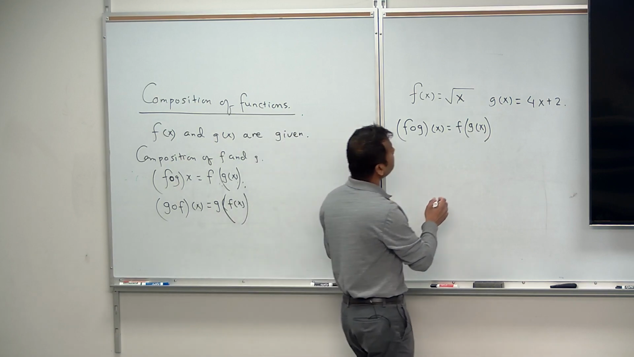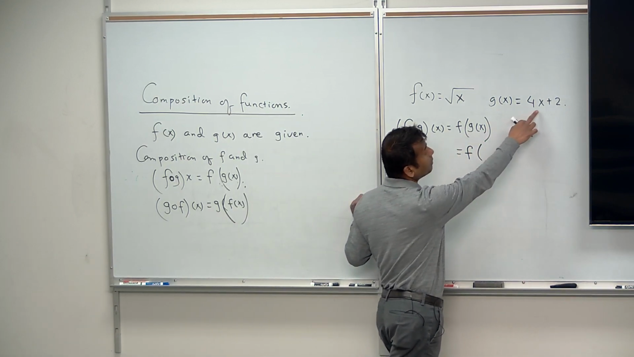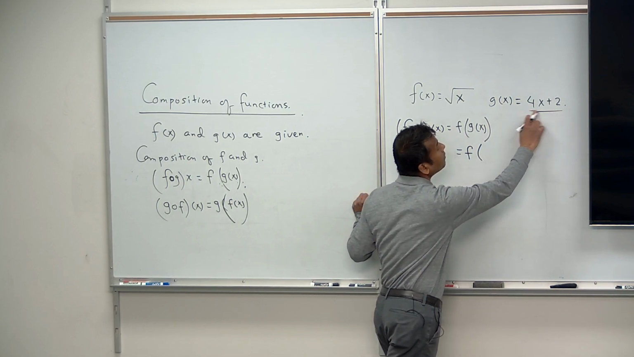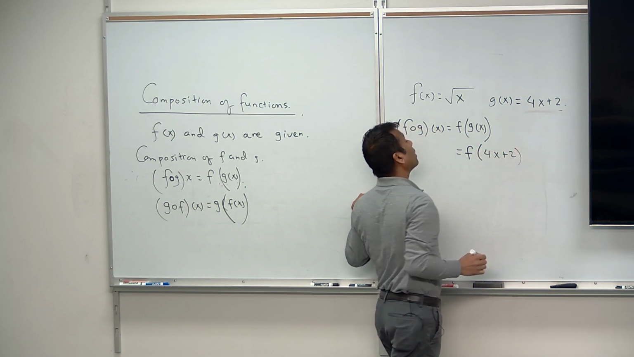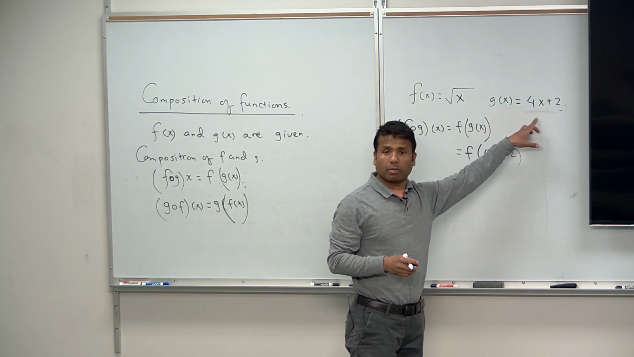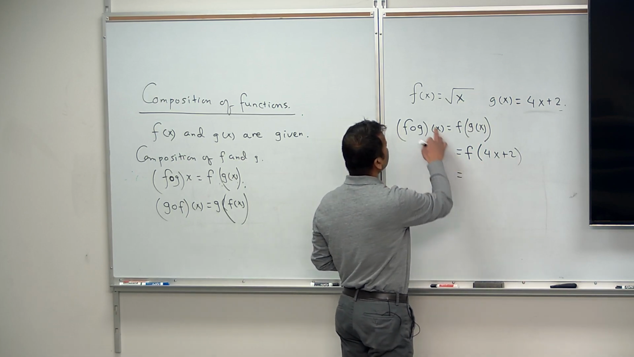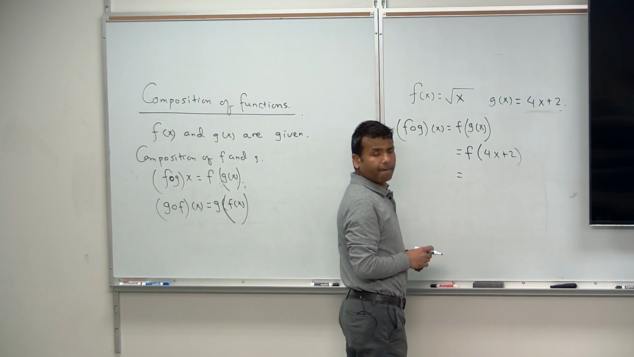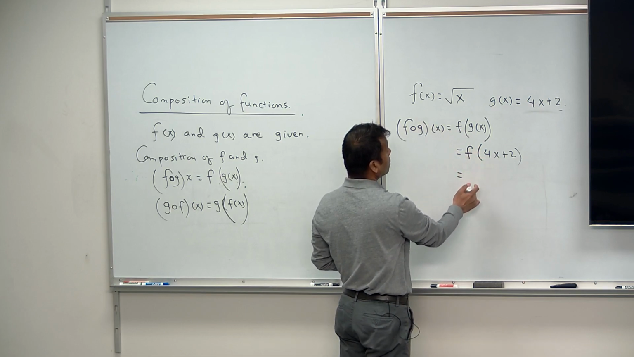Right? So this is f. What is g(x)? 4x plus 2, right? So you can plug in 4x plus 2 for g(x), because g(x) is 4x plus 2. That makes sense? So now look here, how f(x) is defined. f(x) is radical x, right? So f(x) is radical x, but what do you have here? f of 4x plus 2. So what will be here?